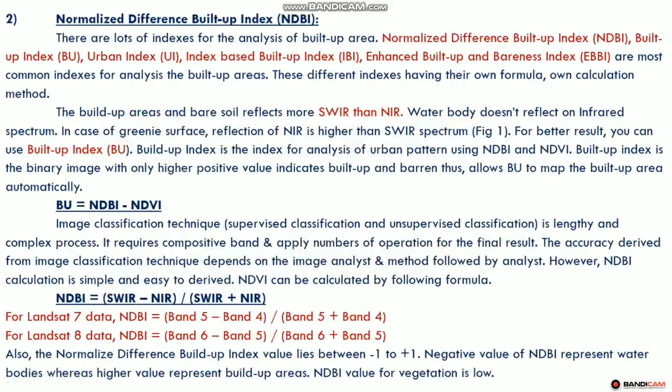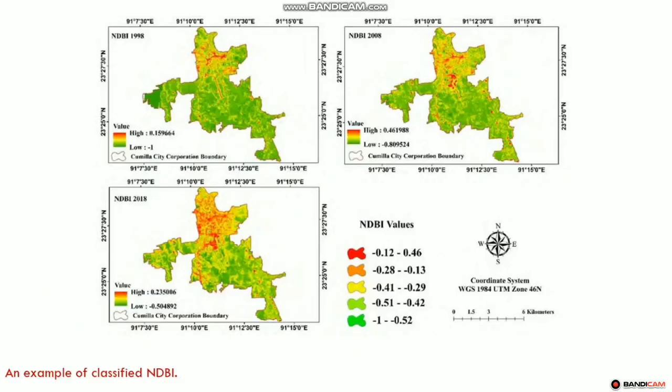Okay, now it also has a range. Now the normalized difference built-up index lies between -1 to +1. The negative value represents water, whereas the higher value represents the built-up areas. Now it means the negative value is water and the positive values are known as the built-up area. Then this is an example of the normalized built-up index for the same city, Kumila City.